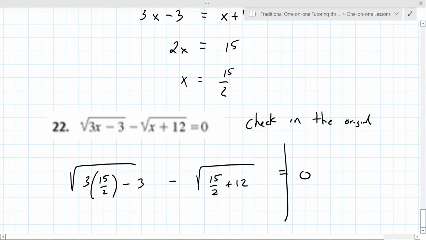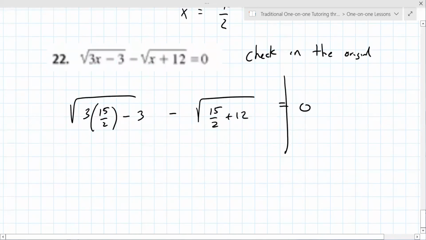All right, so what to do here? So 3 times 15 over 2, that's 45 over 2. 3 over 1, if we change that to a bottom of 2, you multiply the top and bottom by 2, so that's 6. So you end up getting 39 over 2 square root there.